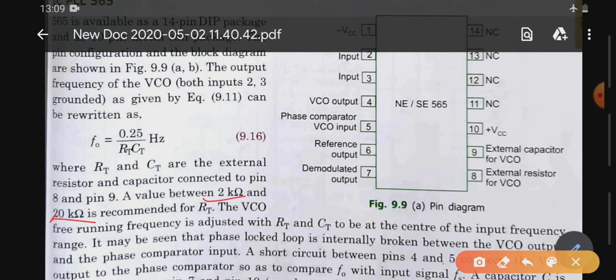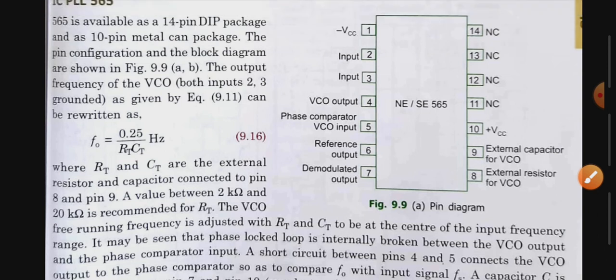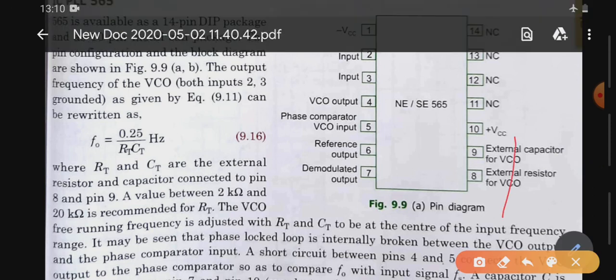It is available in a 14 pin DIP package, as you can see here. Pin number 1 is minus VCC, pin numbers 2 and 3 are the inputs, pin 4 is the VCO output, the phase comparator input is pin number 5, and the reference output is available at pin number 6. Pin numbers 11, 12, 13, 14 are not connected. So only 10 pins are in use, other pins are not connected.